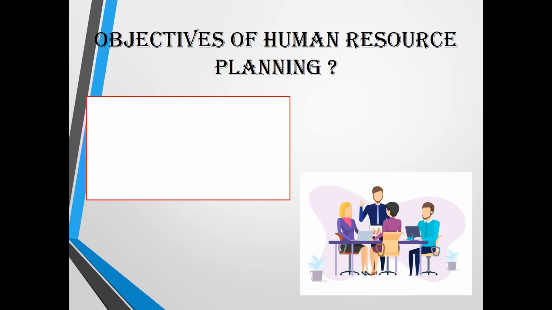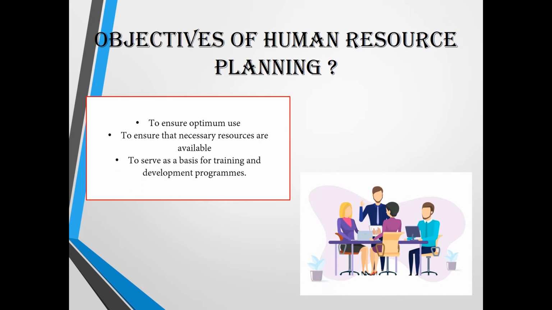For the next slide, the objective of human resource planning. Human resource planning is also required to meet the objectives, which are to ensure optimal use of human resources currently employed, to ensure that necessary resources are available as and when required, and to forecast future skill requirements to serve as a basis for training and development programs.